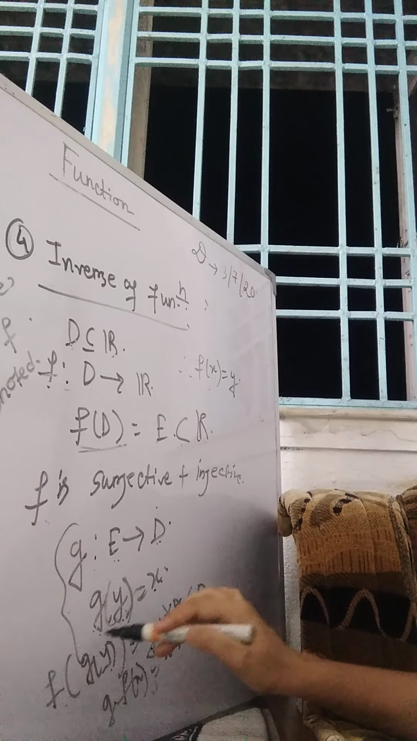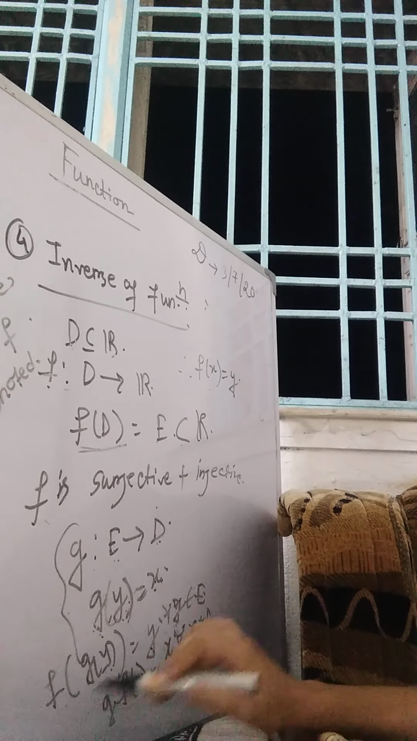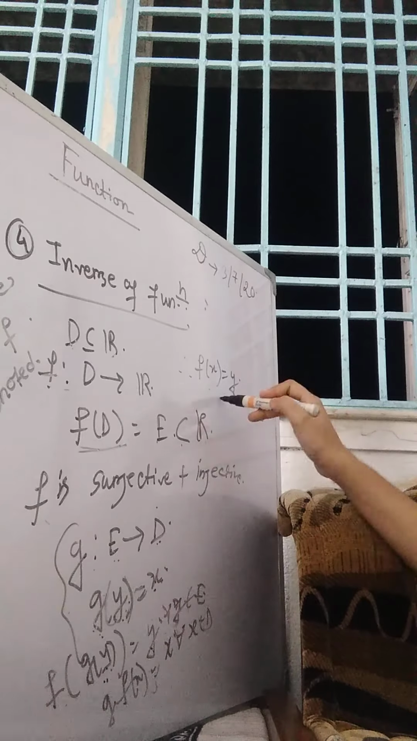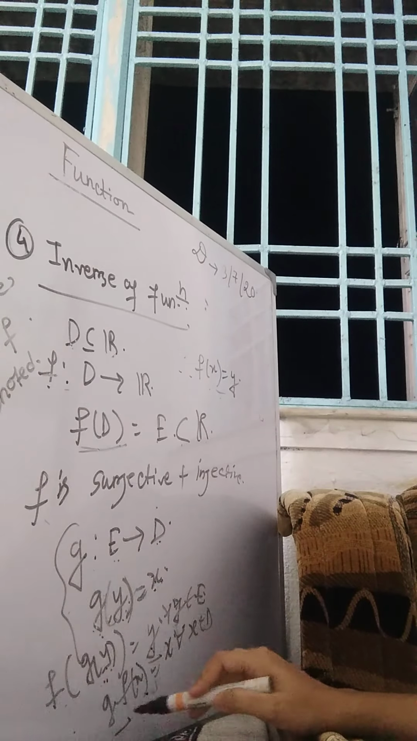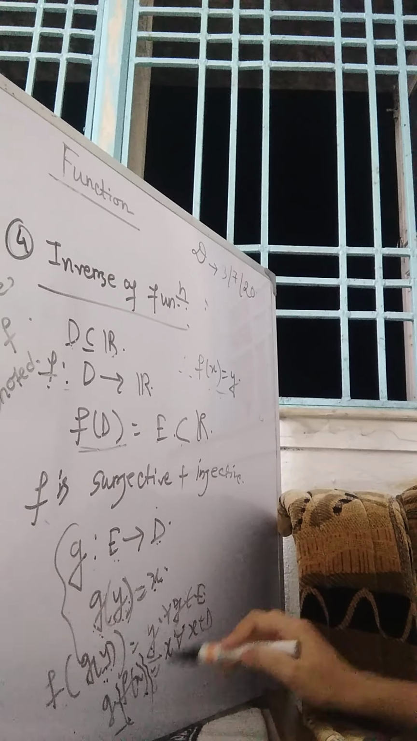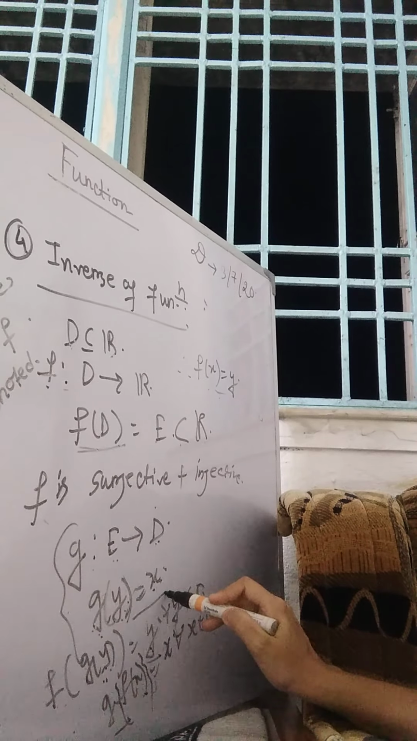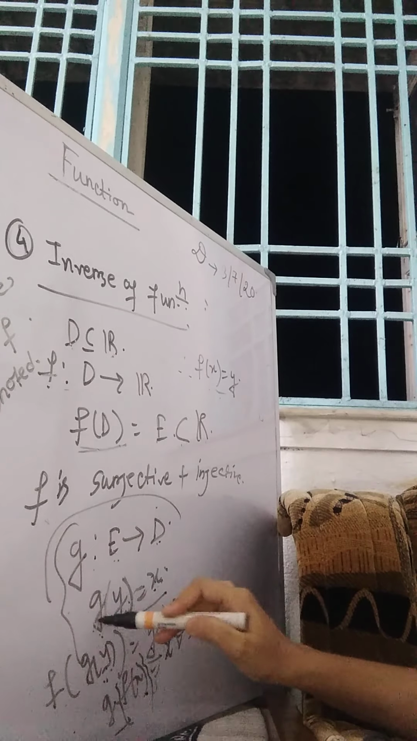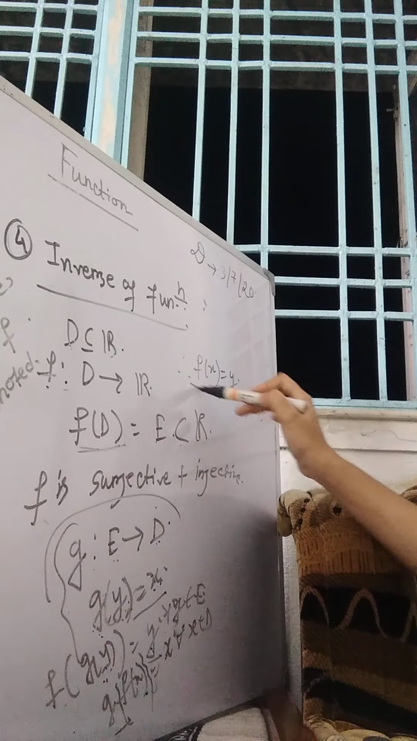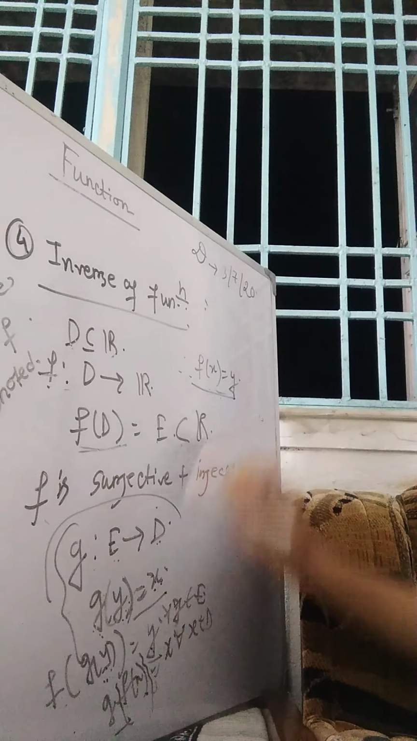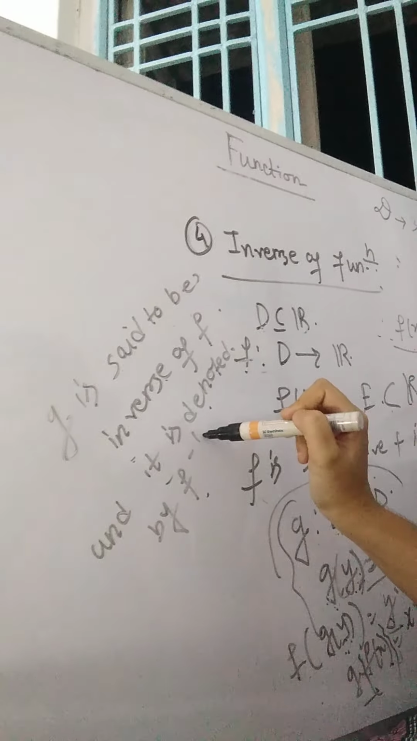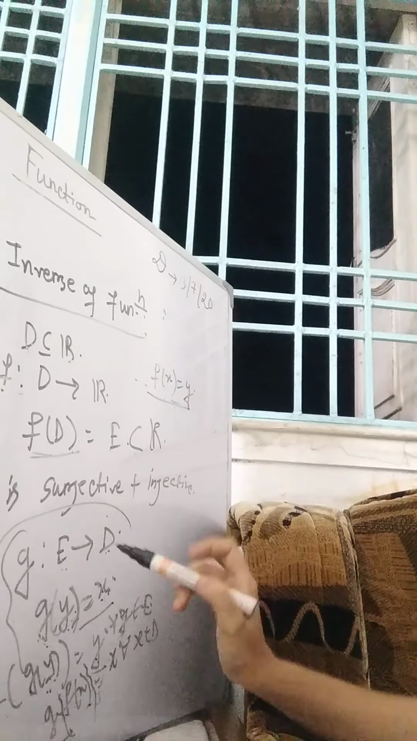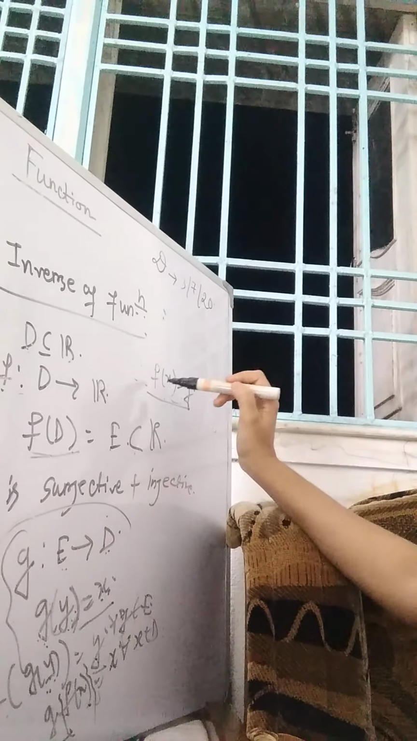Here we define that g of y equals x, then f of g of y equals f of x, that is f of x equals y. Therefore, g of f of x equals g of y, and g of y equals x. How is the function defined? g of y equals x and f of x equals y. Therefore, we say g is the inverse of the function f, and it is denoted by f inverse.